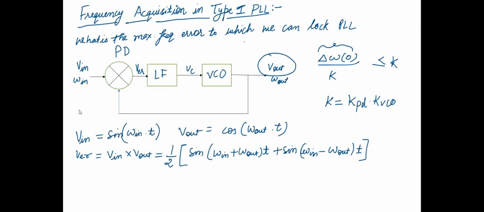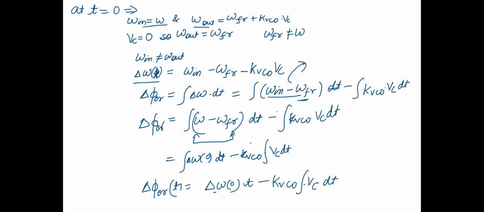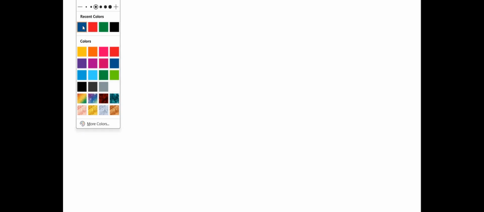If we differentiate this equation, after differentiation, dφ_error/dt is equal to Δω0. There was a t, so when you differentiate, that becomes 1. So this is the frequency error at t equal to 0, minus KVCO dot Vc. So this is one equation.